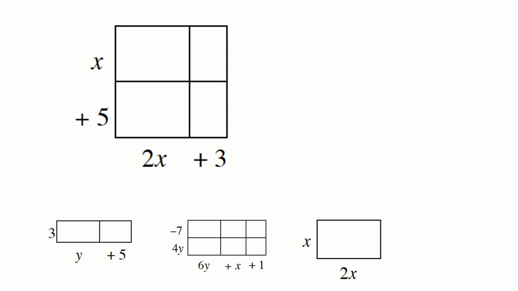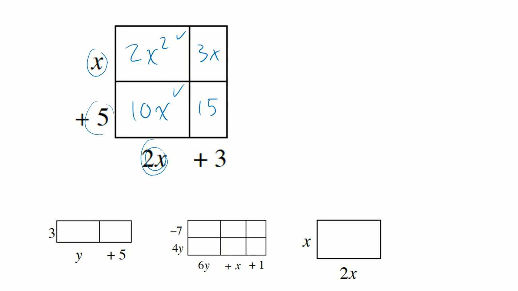So the area of this piece, I've got a 5 off to the left and 2x below, so this is 10x. The area of this piece, there's an x off to the left and a 2x below, so this is 2x squared. In the upper right hand corner we have 3x, and in the lower corner there we would have 3 times 5, which is 15.